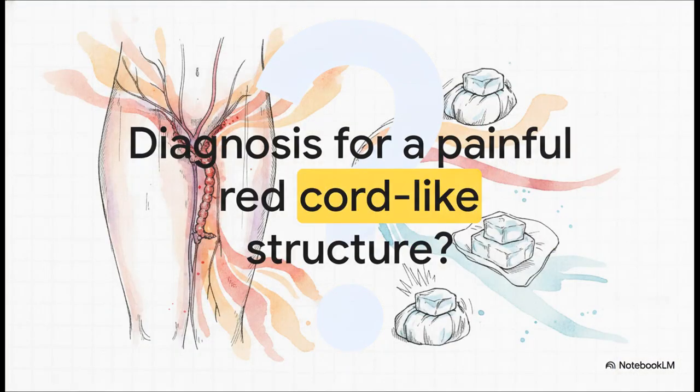Question 9. A 22-year-old female presents with a painful erythematous cord-like structure on her medial thigh. What's the diagnosis and management? A. DVT, treated with warfarin. B. Superficial thrombophlebitis, treated with NSAIDs and warm compresses. C. Lymphangitis needing a fasciotomy. Or D. Necrotizing fasciitis requiring debridement. The correct answer is B.